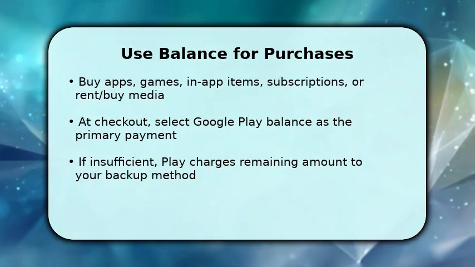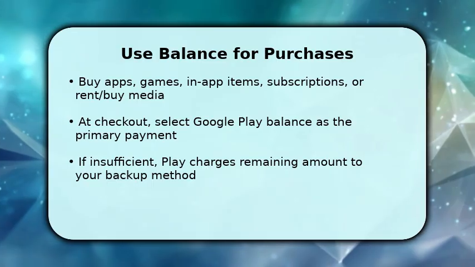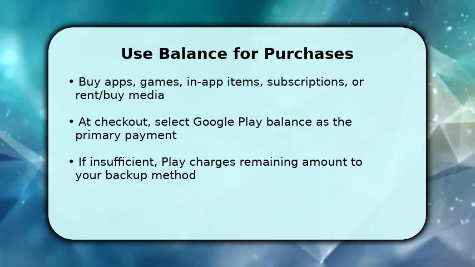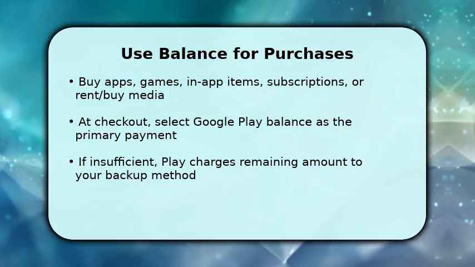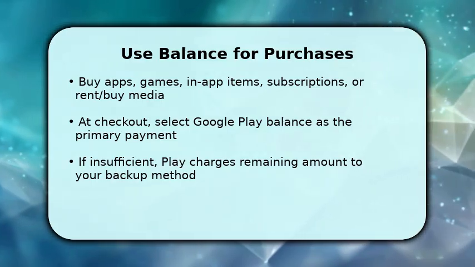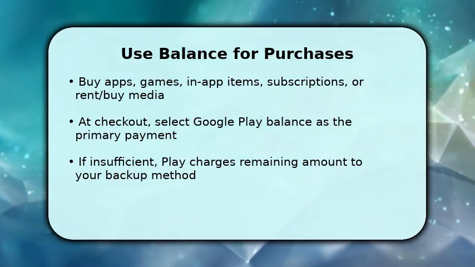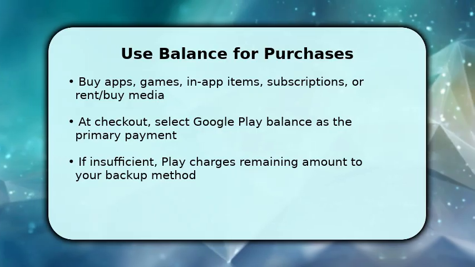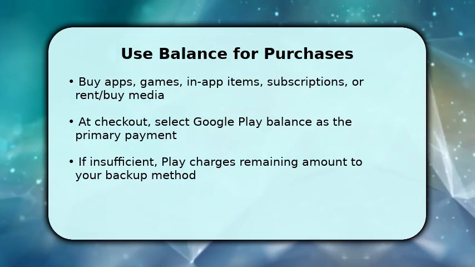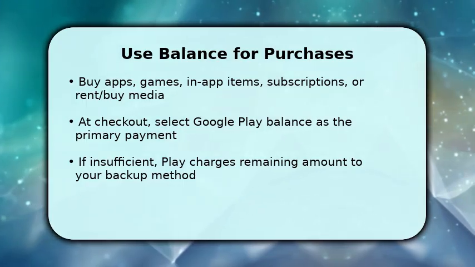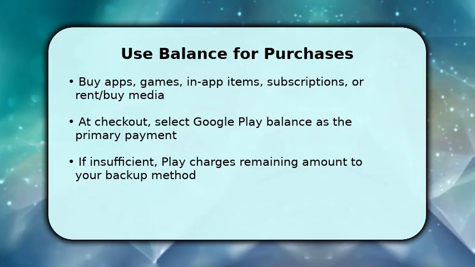Now use the balance. Pick an app, subscription, or media and tap Purchase. At checkout, select Google Play Balance as your primary payment method. The store applies it automatically if enough. If the balance is insufficient, Google will charge the remaining amount to your backup payment method, so check that backup before confirming. For subscriptions, verify recurring billing uses balance or a card.